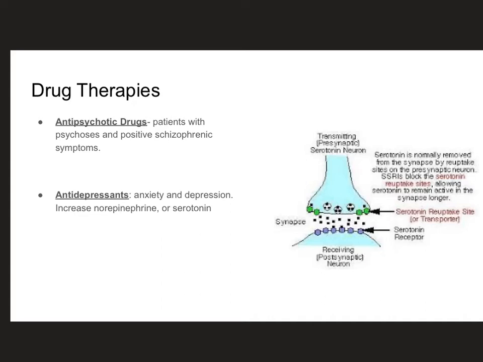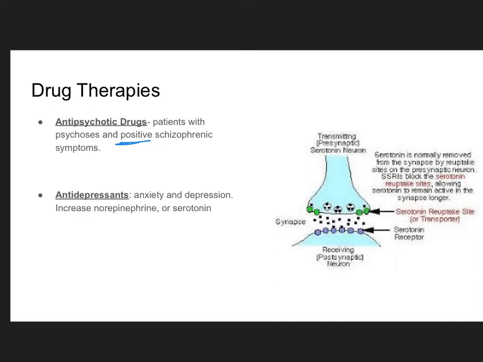So the first one is going to be antipsychotics. And these are for patients with psychosis and the positive symptoms of schizophrenia. What we should have talked about in your disorders presentations is that positive schizophrenia is whenever you're adding something. So like hallucinations would be adding to your personality. So that would be a positive schizophrenic symptom.